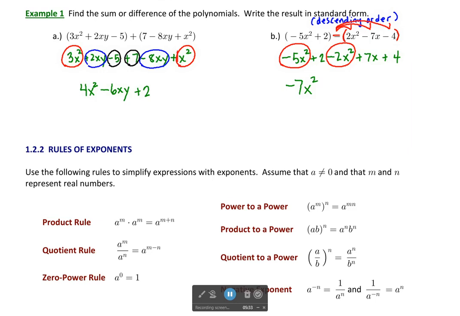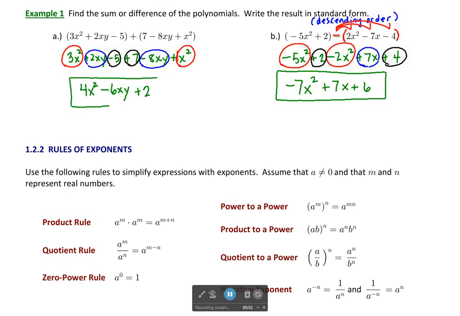I'm going to go for the term with the next highest exponent, which is 7x. It does not have a corresponding term, so that'll be my middle term. And finally, we combine the constants, 2 plus 4 to get 6. And that is our simplified polynomial. I want to make sure I box both of my answers. All right, that is the introduction to polynomials and adding and subtracting by combining like terms.